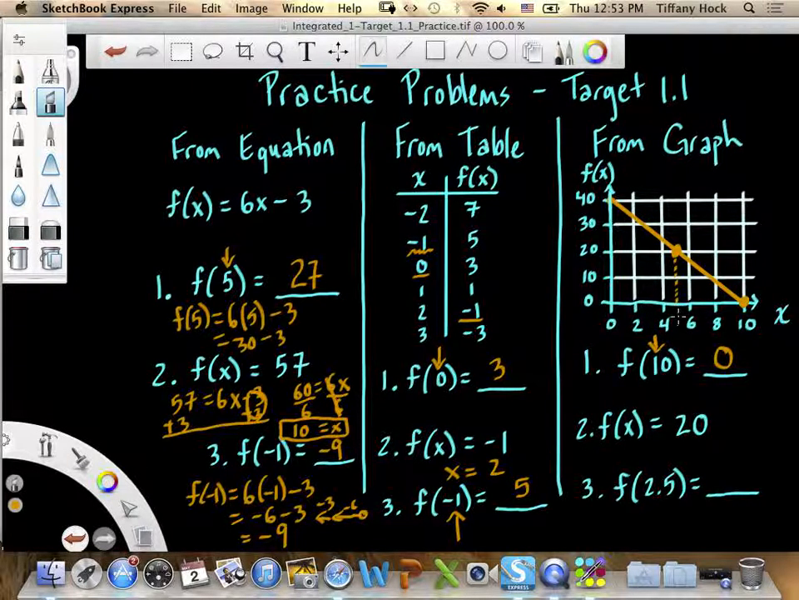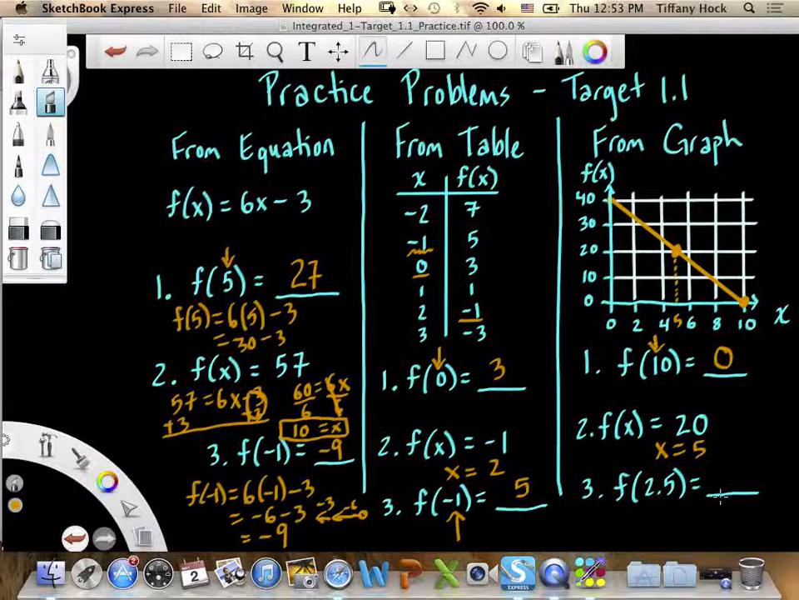Well, the answer is 5. Okay? So that means if f of x equals 20, then the x that works for that, or the input that we could plug in to get 20, would be 5. When x is 5, f of x equals 20. Okay? Last one. F of 2.5 equals.